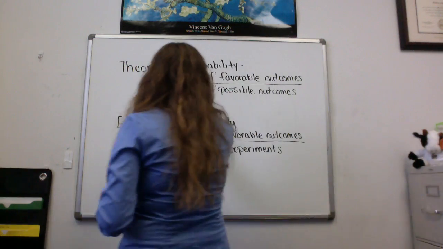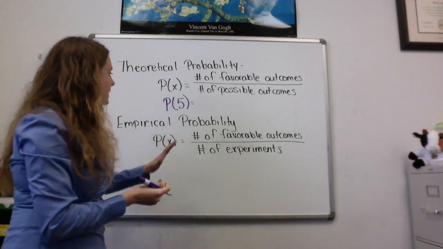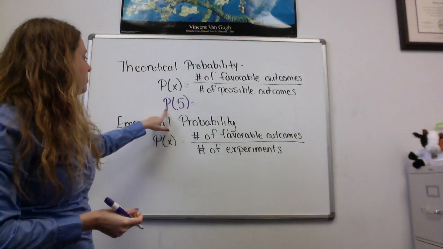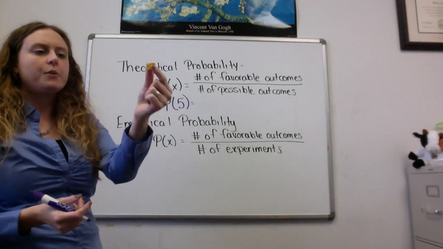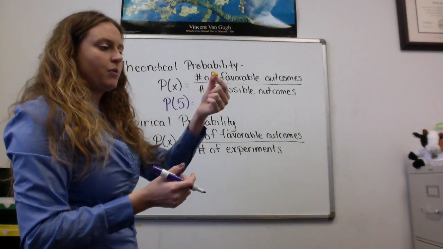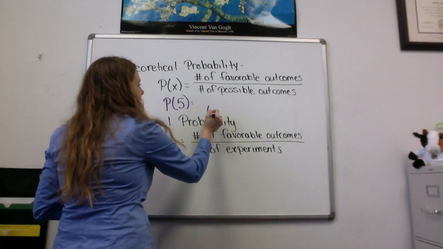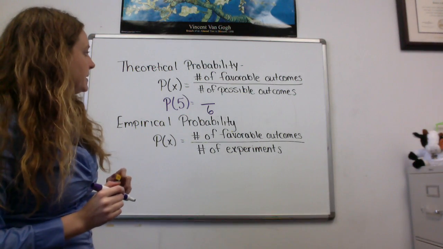Okay? So let's do the probability of rolling a 5. So this is our shorthand notation. This capital P means calculate the probability of rolling a 5. Well, on a regular die, there are 6 sides, and each one of them has a different number: 1, 2, 3, 4, 5, 6. So that is my denominator, or my sample space has 6 elements.